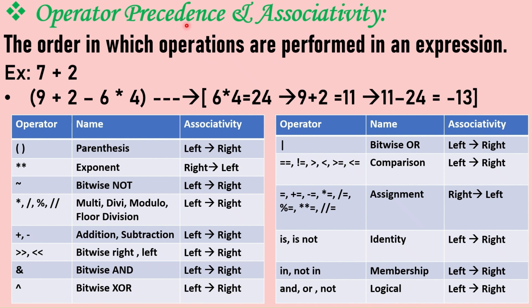Operator precedence in Python is simply the order in which the operations are going to be performed by the Python compiler in an expression, using some Python precedence rules. That means, in order to avoid confusion, the Python compiler evaluates the expression using Python operator precedence rules.